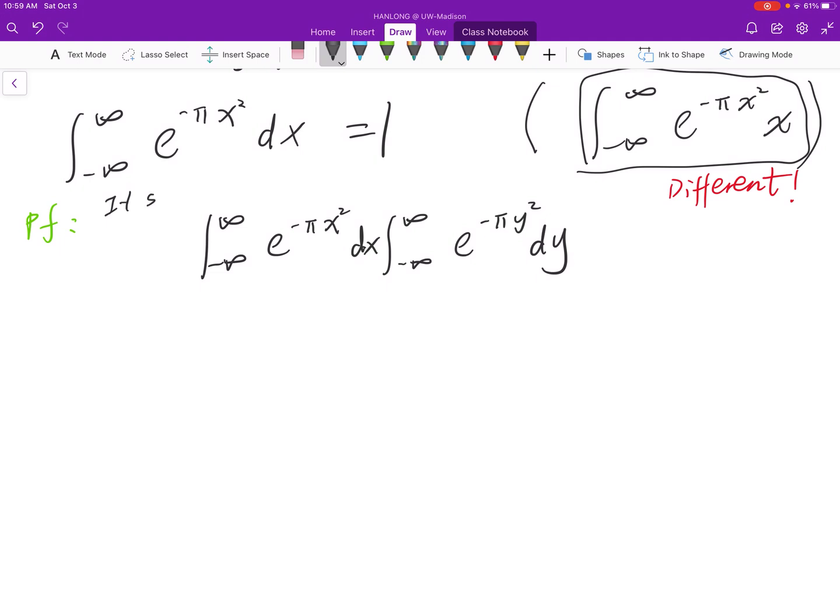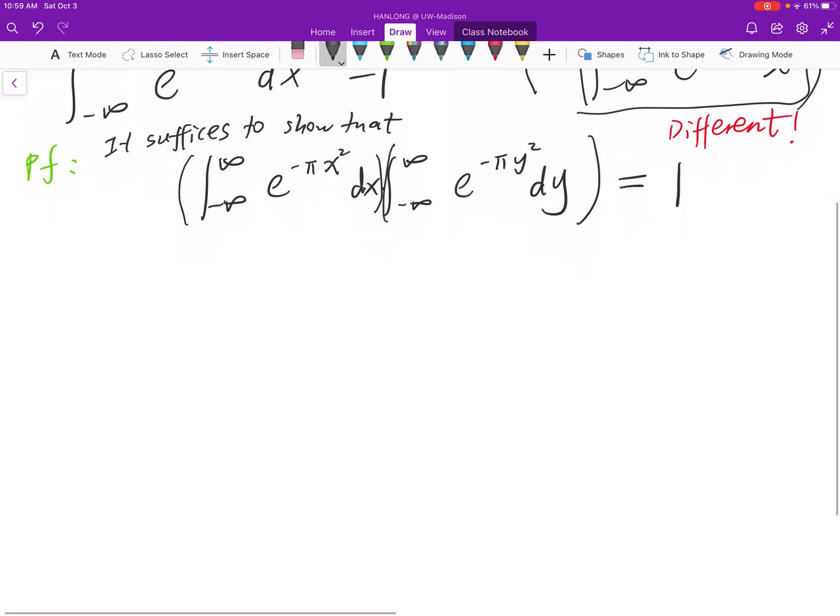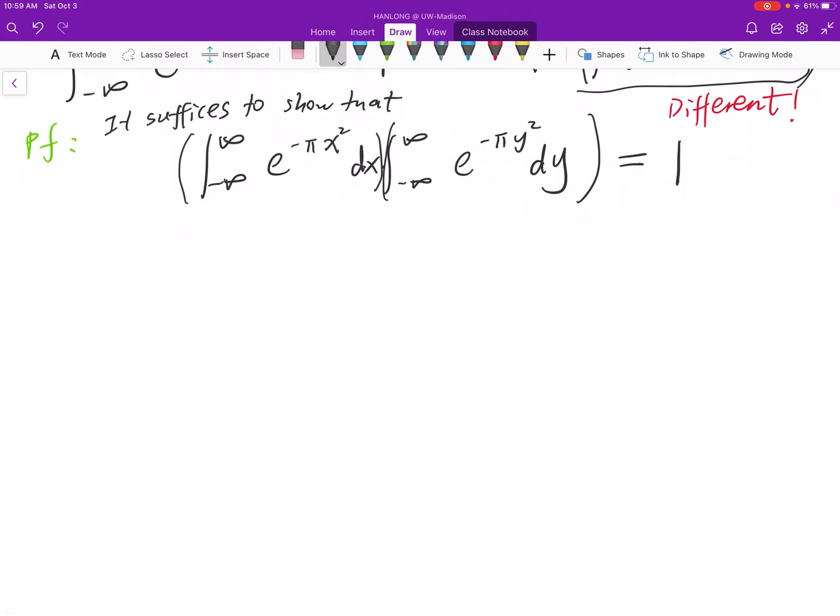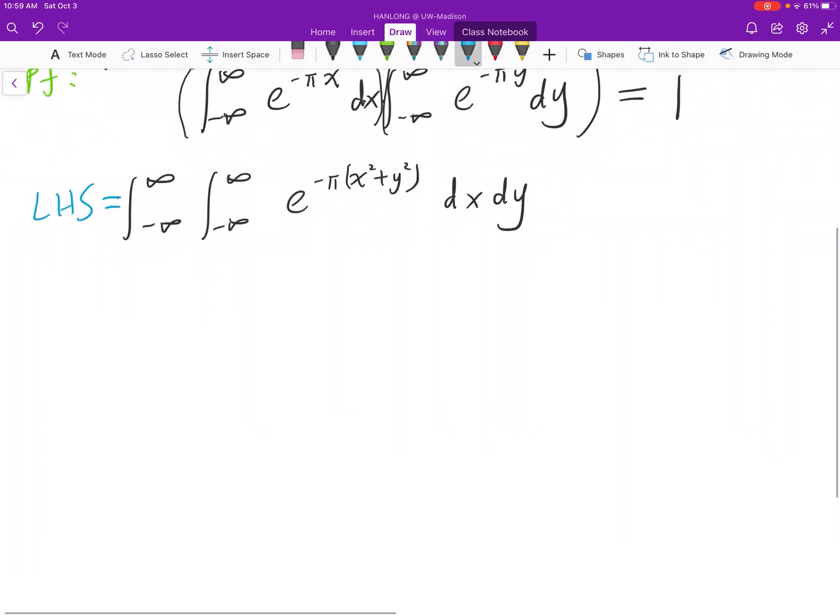So it suffices to show that the product of these two integrals is 1. Because the second integral, if you replace y by x, is just the same thing. Now you rewrite the left-hand side as a double integral. So the left-hand side equals the double integral.